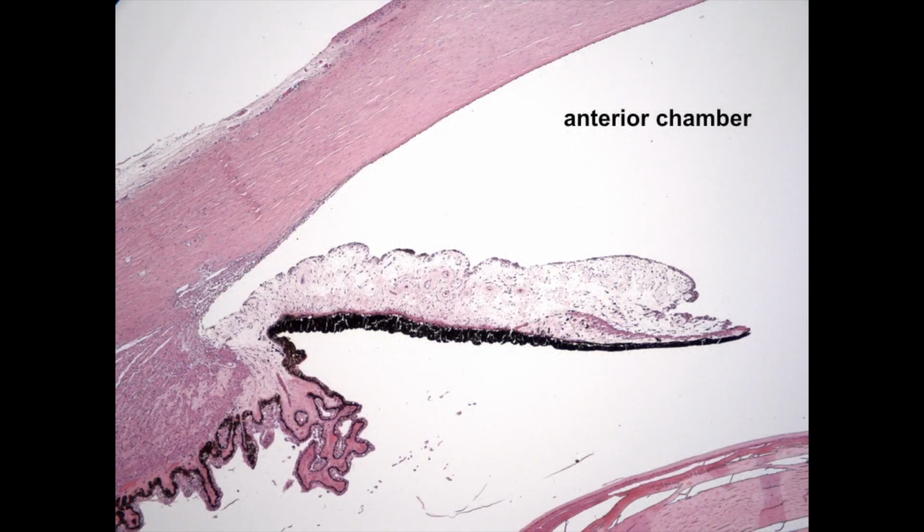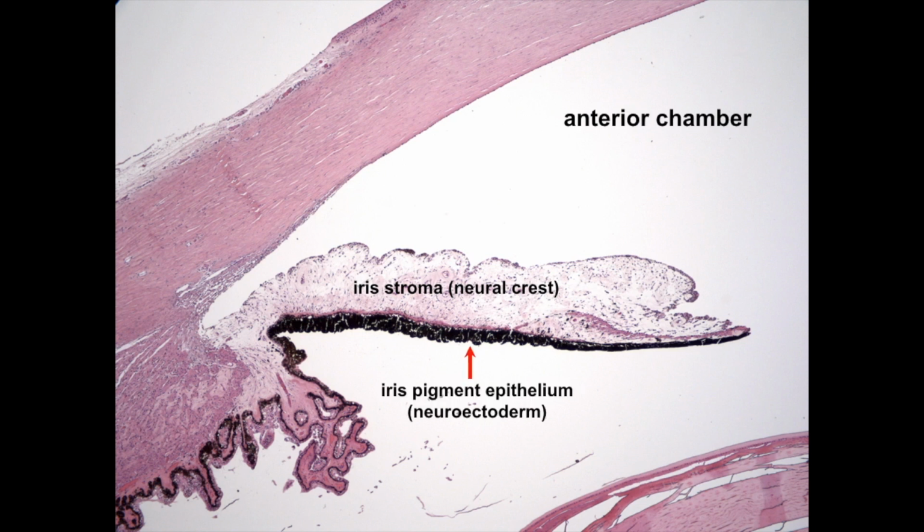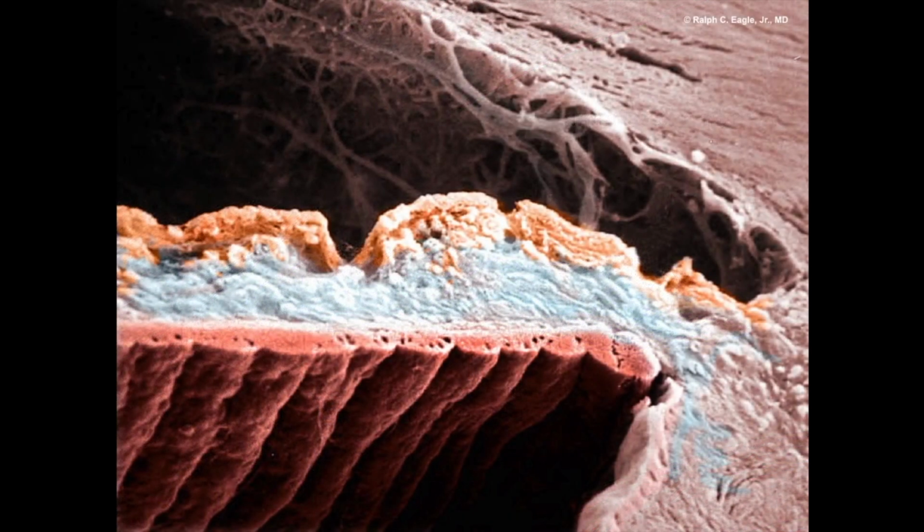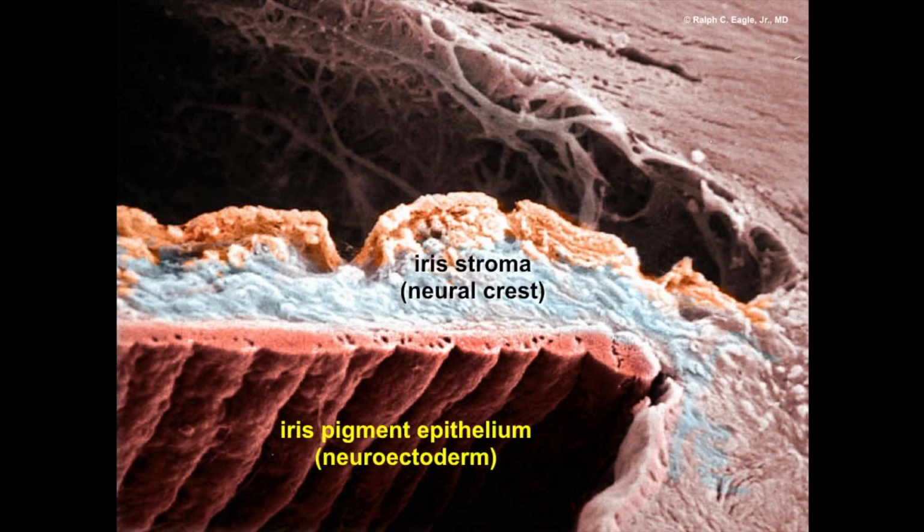The cross-section of a lightly pigmented iris is seen in this photomicrograph. The thicker anterior part of the iris, called the iris stroma, is derived embryologically from the neural crest. The iris pigment epithelium is derived from the neuroectoderm. The iris stroma and the pigment epithelium, with its circumferential ridges, are seen in this false colorized scanning electron micrograph. The angle and trabecular meshwork are seen above.